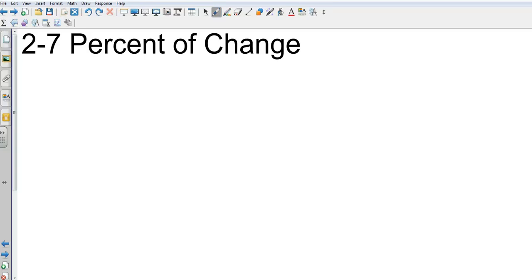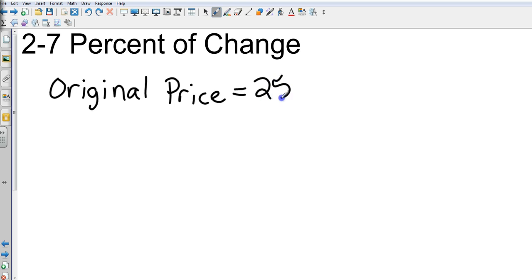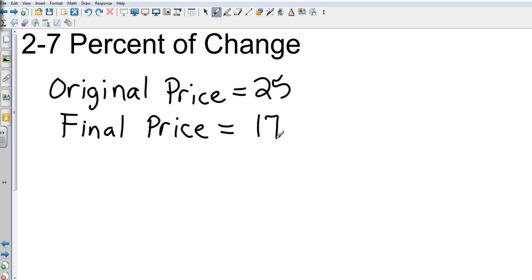Okay, percent of change. What if you had something that was, let's say the price was $25, and then it ended up being discounted to $17. Okay, so the original price would equal 25, and the final price came out to be 17. What percent of change would that be?